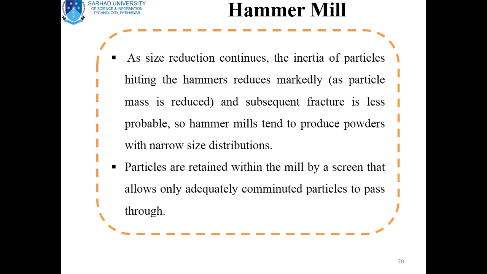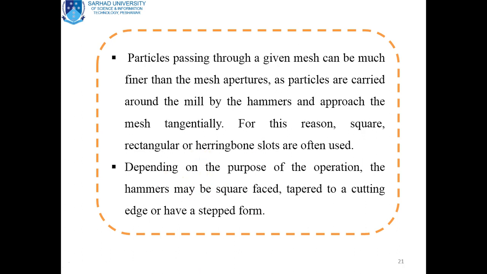Particles are retained within the mill by a screen of the desired size that allows only adequately size-reduced particles to pass through. So the screen selection depends upon the desired particle size of the product. Particles passing through a given mesh can be much finer than the mesh aperture, as particles are carried around the mill by the hammers and approach the mesh tangentially. For this reason, square, rectangular, or herringbone slots are often used.